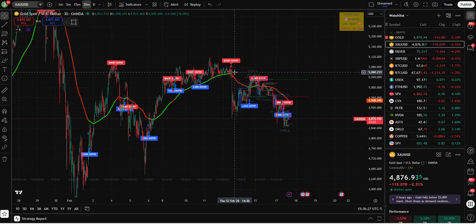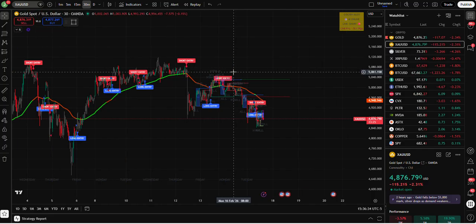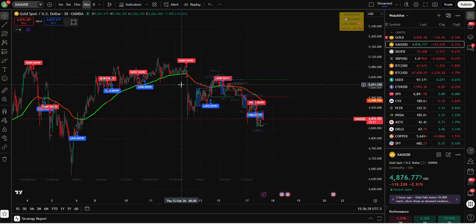So always be careful of consolidation periods because it does catch a lot of people out. It even catches the algo out sometimes. But once you line it up and you learn the system, you're going to do great.